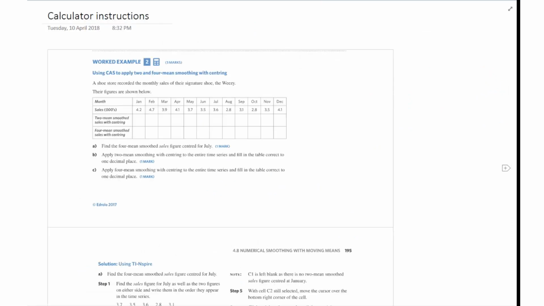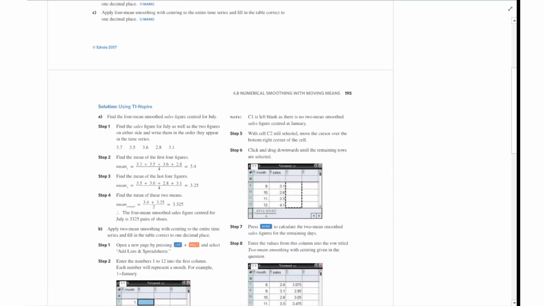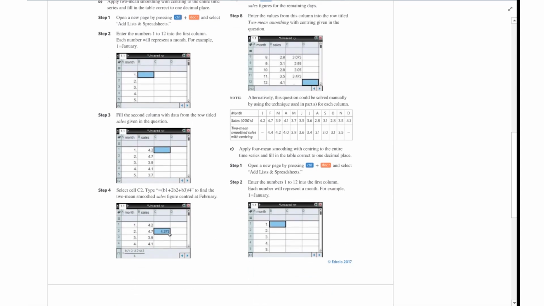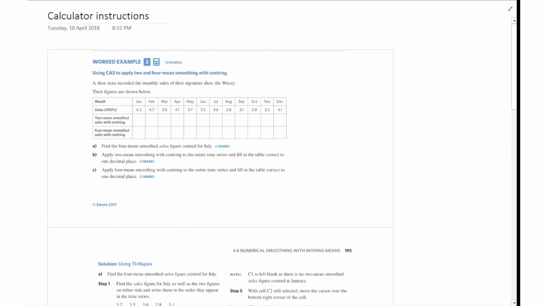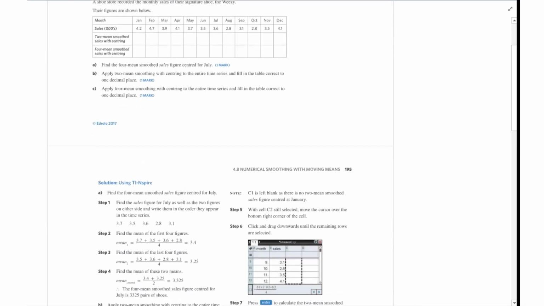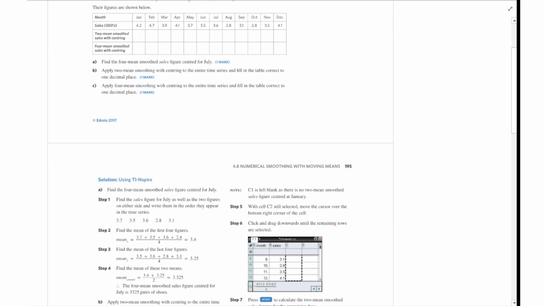Here's how you can do your calculate instructions. You can put it in and follow these instructions on how to do it, and that will allow you to use a calculator to calculate the 2 mean smoothing with centering, 2 or 4 mean. This one, I think they're doing both at the same time. So do A. That's the one with 2 mean, that's 4 mean. Okay, thank you.